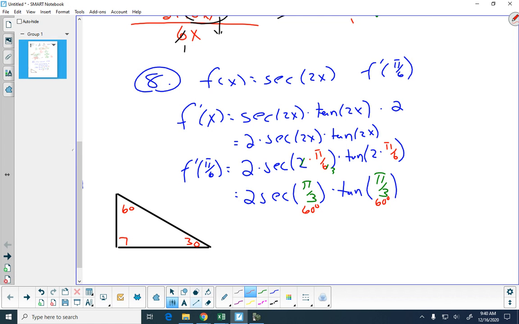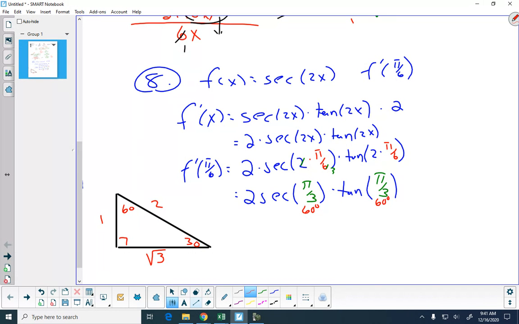There you go. Very good. Winner, winner, chicken dinner. 1, 2, radical 3. Across from the 30 is the 1. The hypotenuse is the 2. Square root of 3 is across from the 60. Remember, in a 30-60 right triangle, the hypotenuse is always twice the length of the shortest leg.